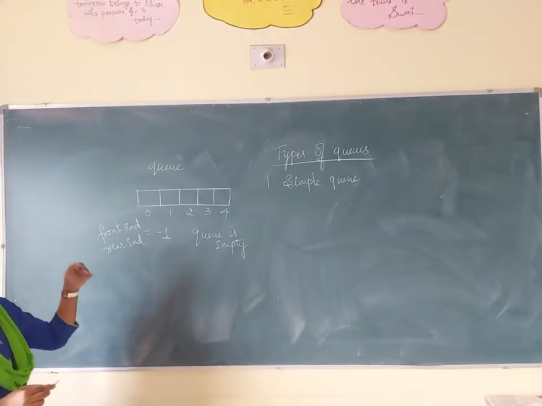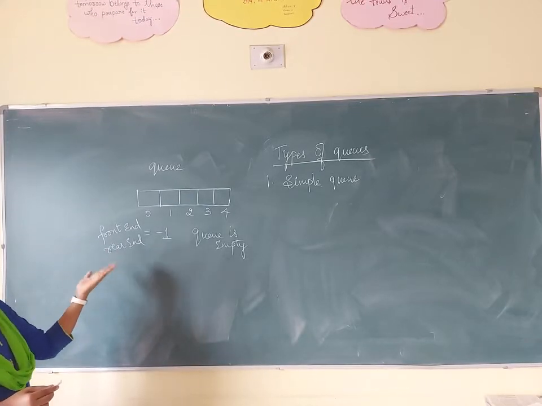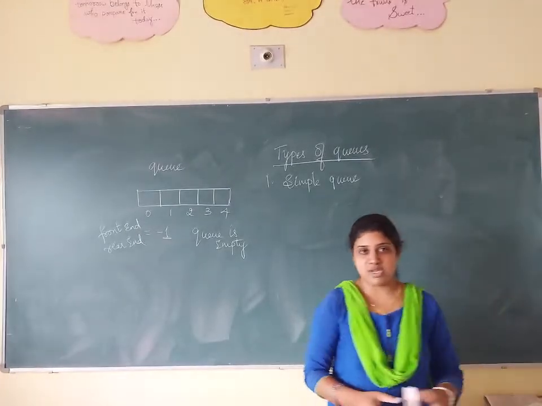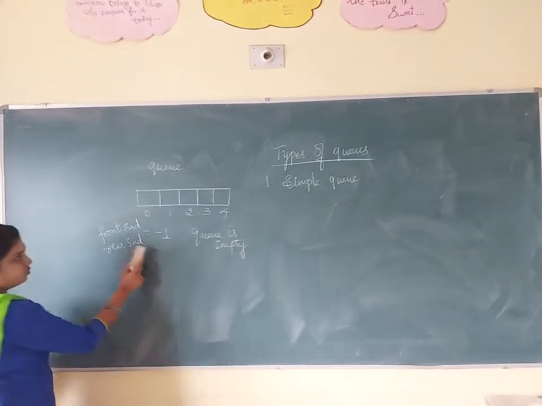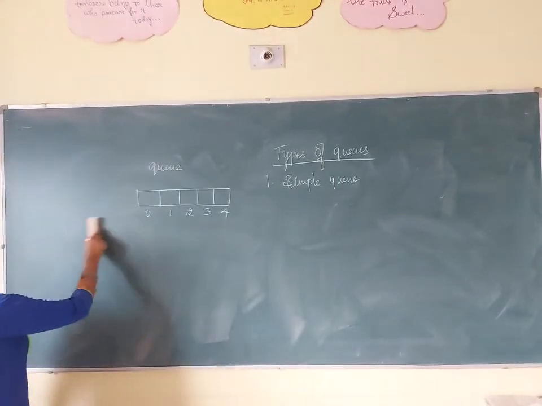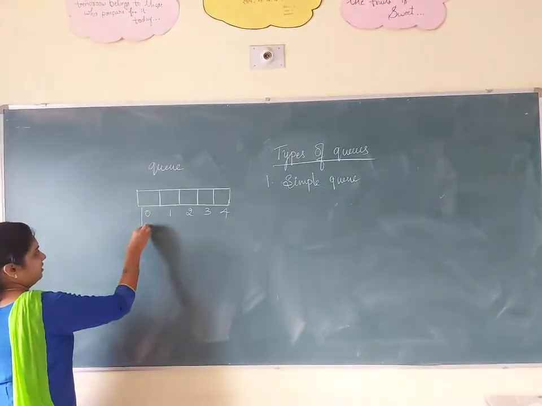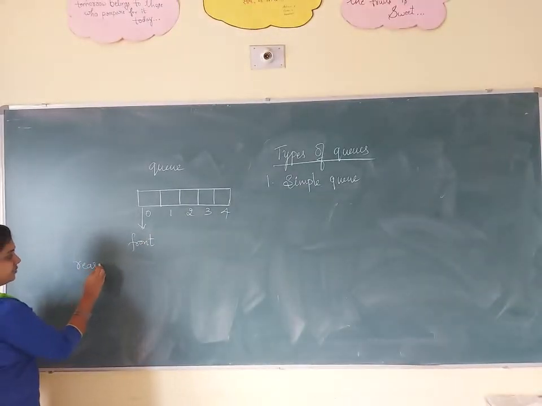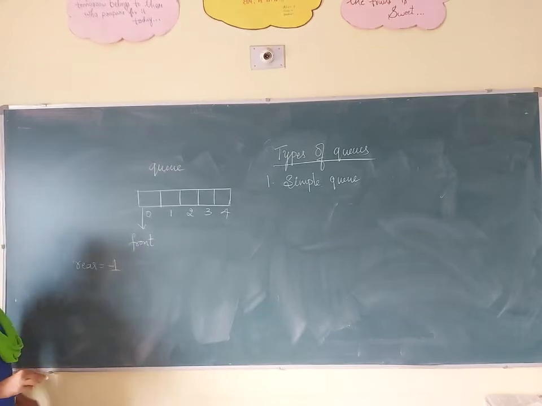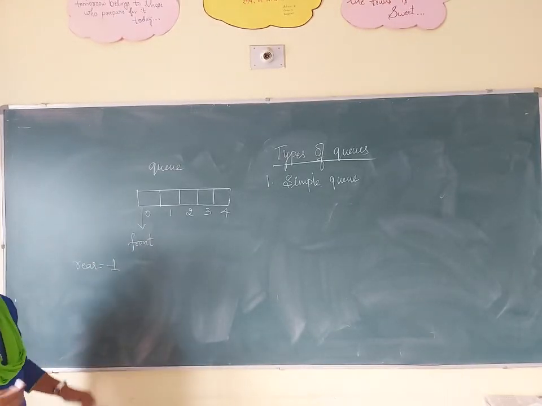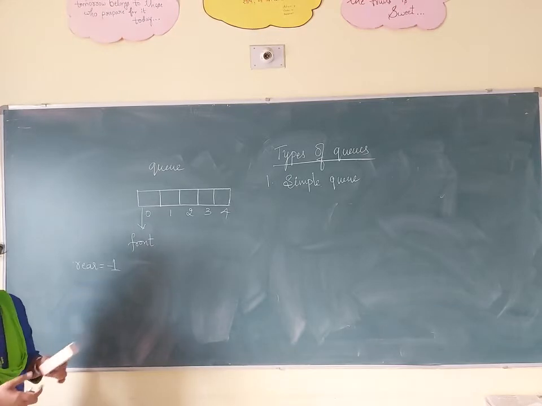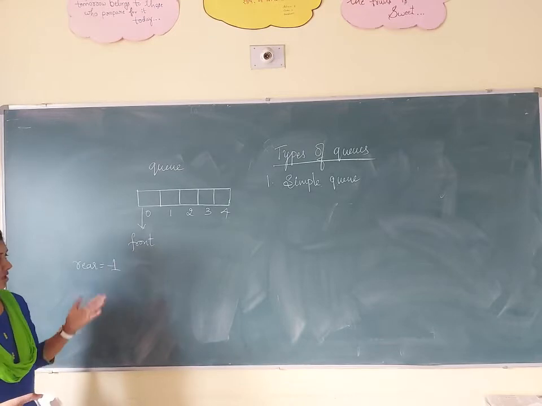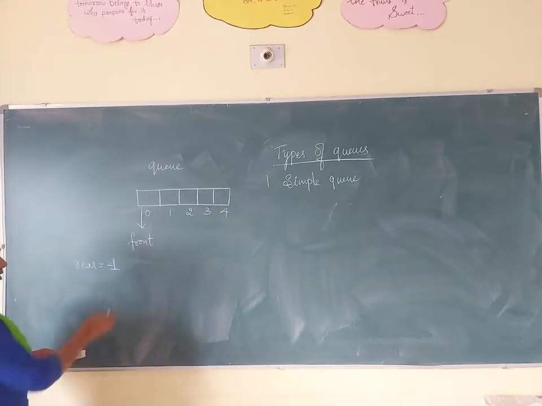Since the queue is empty, you can insert an element from the rear end. Assume this is my front end, and initially the rear is pointing to -1. To insert an item, you have to bring the rear position to 0. Then only can you insert. So rear is pointing to -1 plus 1.